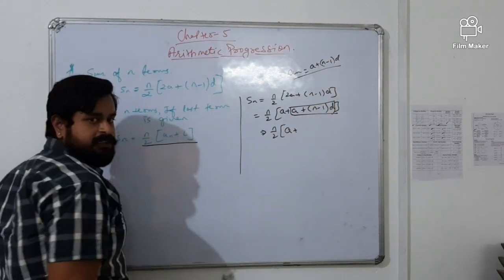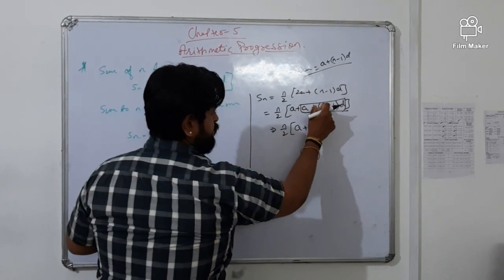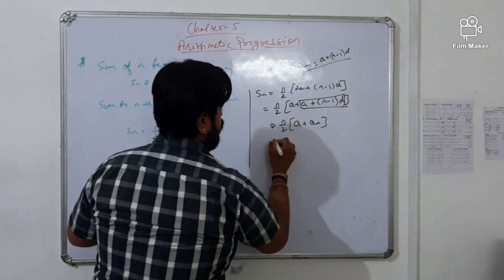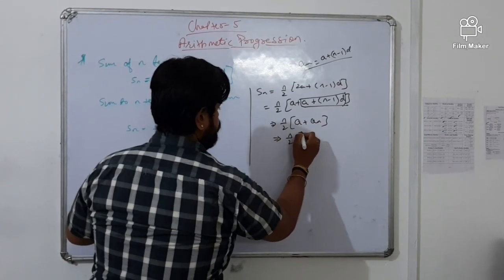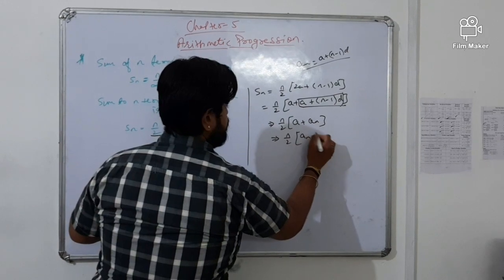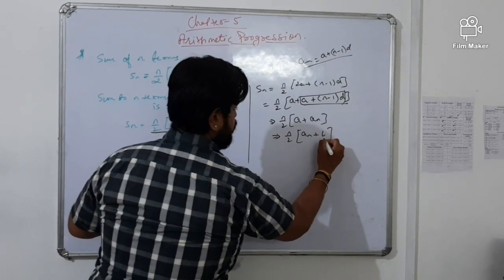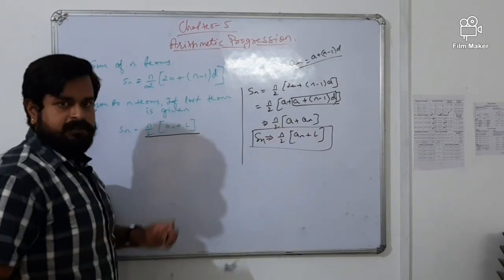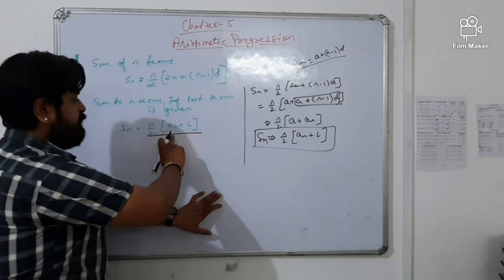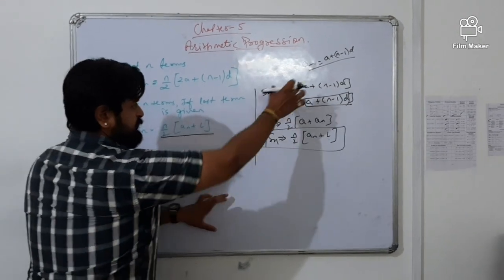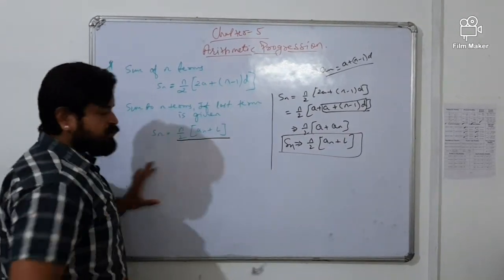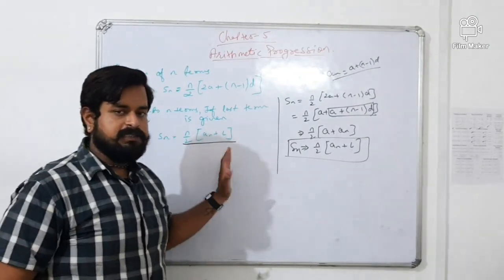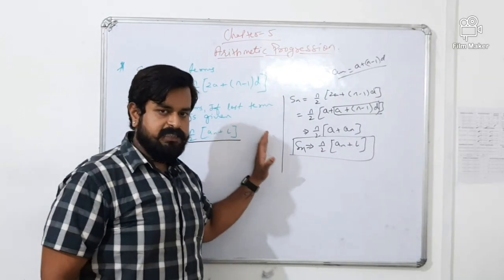Since we have done this formula earlier, we can put an in place of a plus (n minus 1) d. So now Sn is n by 2 (an plus a), and an is the last term which is given. So this is how we derived this formula from the first one. These are the two formulas which we are going to use in the further topics, and now we'll see questions based on these formulas.